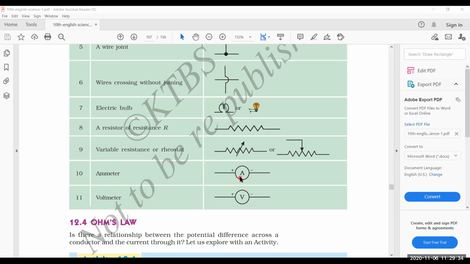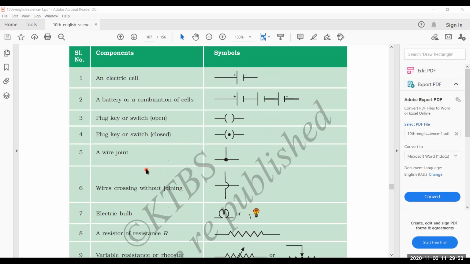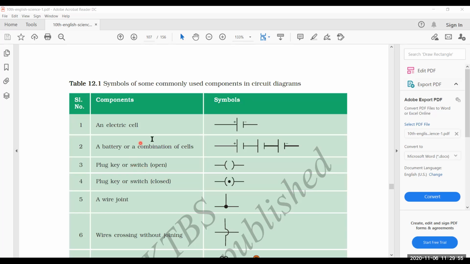Then ammeter. An ammeter is a device used to find the electric current. We have to write it symbolically as an ammeter: draw a circle and write the positive and negative signs on each side. It's the same for a voltmeter. So these are the symbolic representations of a circuit. In order to draw the circuit, all these are very important and necessary, because we do not draw any circuit in words. For that we need symbols only. By using symbols the circuits are drawn. Clear?